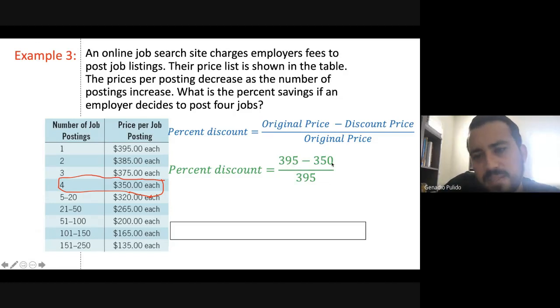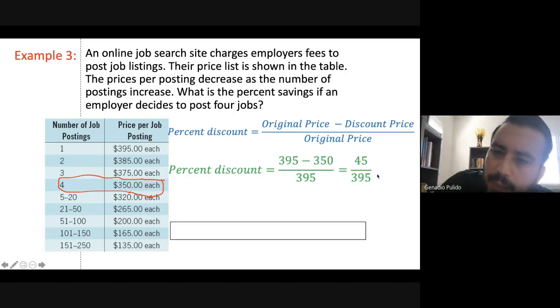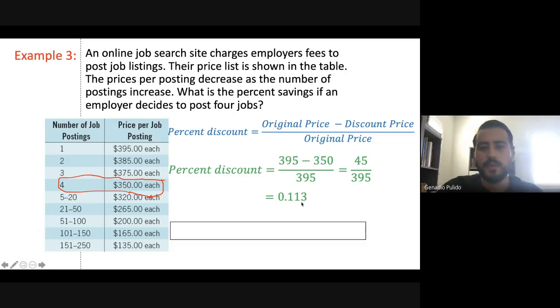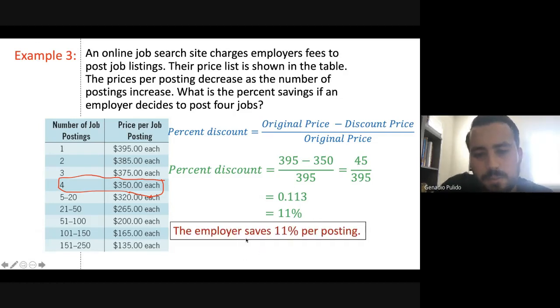I'm going to simplify this. The top becomes 45 divided by 395. I plug this into a calculator. 45 divided by 395 is approximately 0.113. Okay, and I want this as a percent, so what I'm going to do is multiply this by 100 or move the decimal place 2 places to the right to get 11%, or 11.3%. So that means that the employer saves 11% per posting. Or the percent savings that the employer is receiving is 11%.